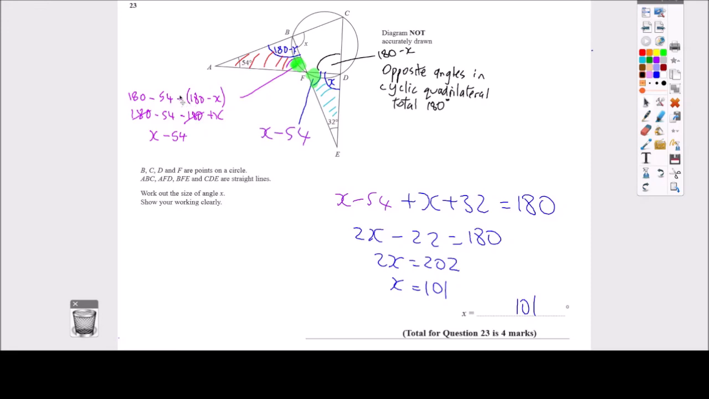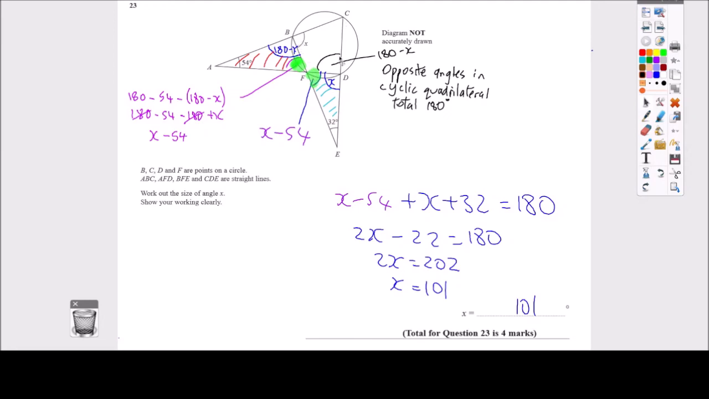Now just be careful here, there's a claw here. So this is minus 180 minus minus X, which is plus X. Those 180s cancel. So that's 180 minus 180, leaving us with this green angle here being x minus 54. Now, therefore, this angle here, angle DFE in the light blue triangle, must also be x minus 54, because vertically opposite angles are equal. Right, so just park that for now.